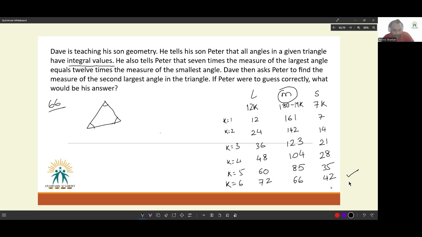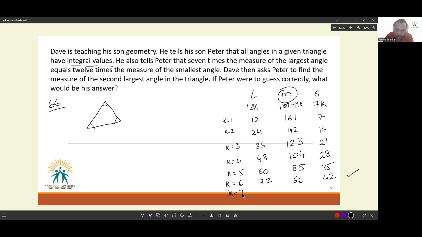The first angle is indeed the largest, the second angle is indeed the middle one, and the smallest angle is indeed 42. But that does not guarantee that this is the only case possible. Maybe there are other cases. Although, given this is a theta question, there has to be only one case. But maybe there are other cases. So let's check for that also.